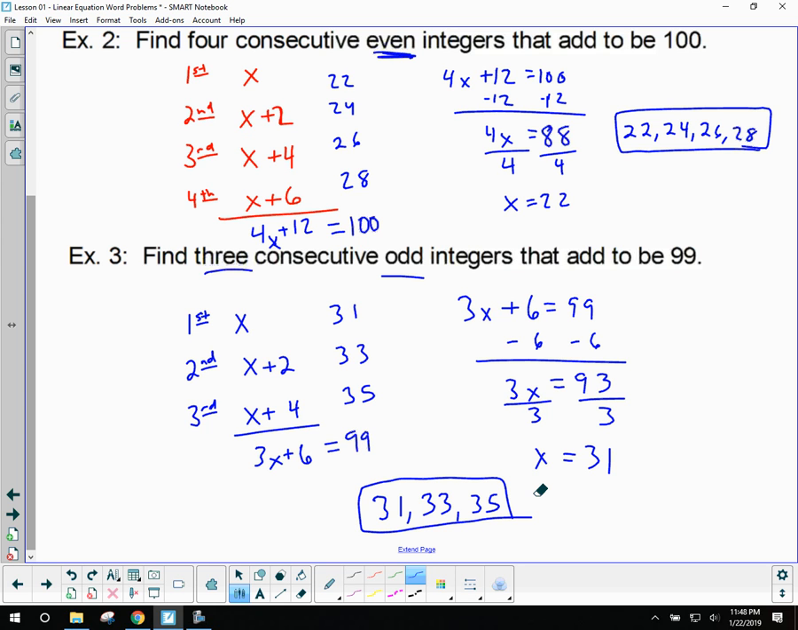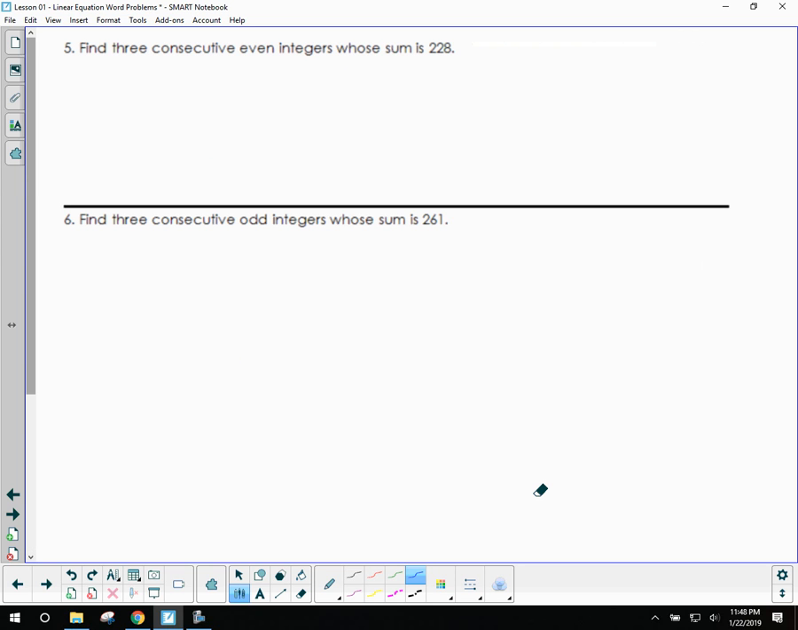Talk about rectangles when I get back. So 5, 3 consecutive even integers. I already know what to do. x, x plus 2, x plus 4, 1, 2, 3. 3 even integers. So 3x plus 6, all that should equal 228.